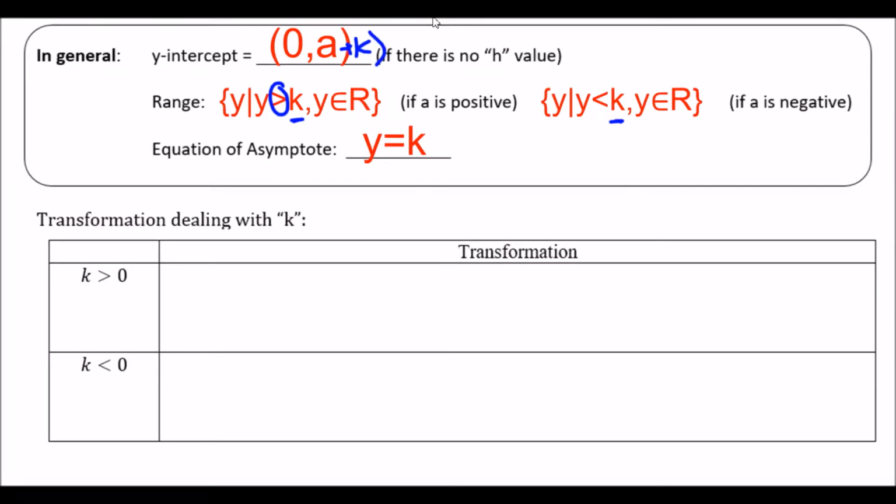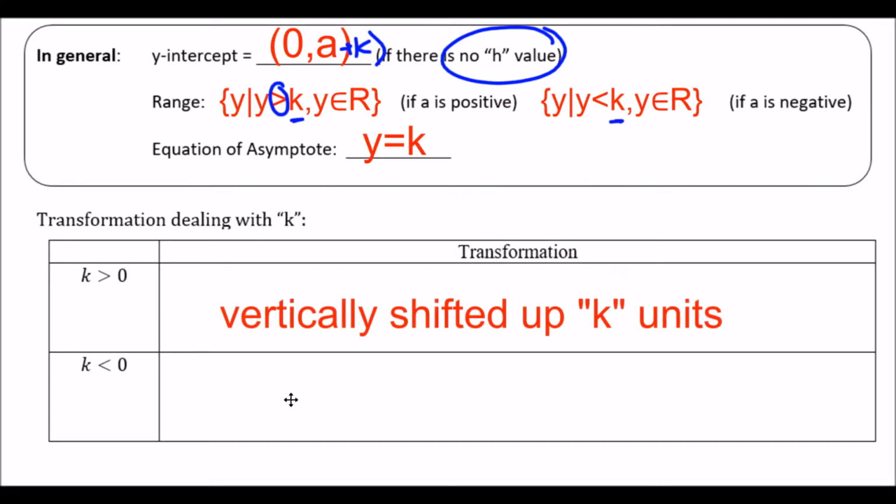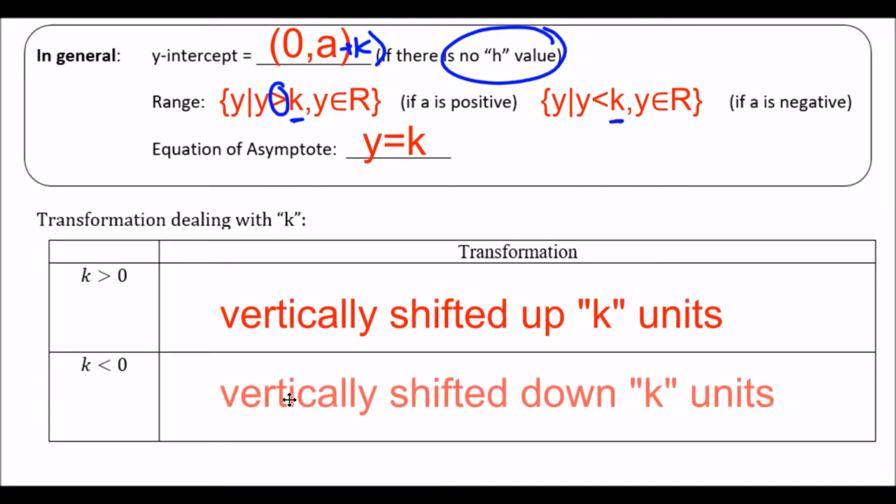All right, again, this is if there is no h value. When there is an h value, we'll get into that later on. All right, k is greater than 0, we say it's vertically shifted up k units. If k is less than 0, we say vertically shifted down k units. All right, nothing new there. Let's continue.